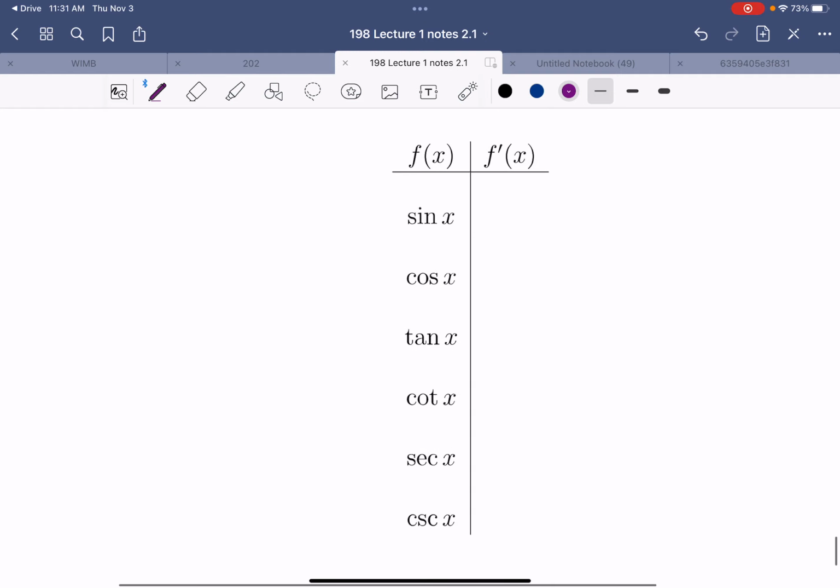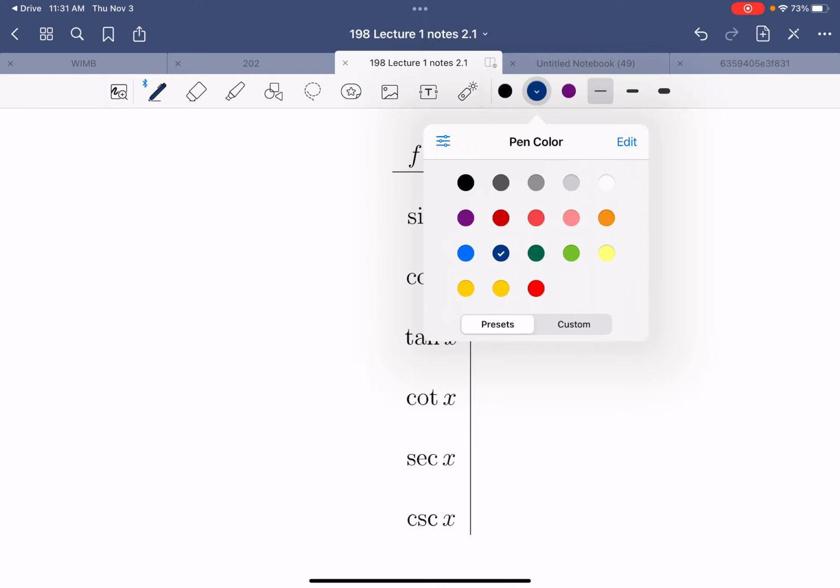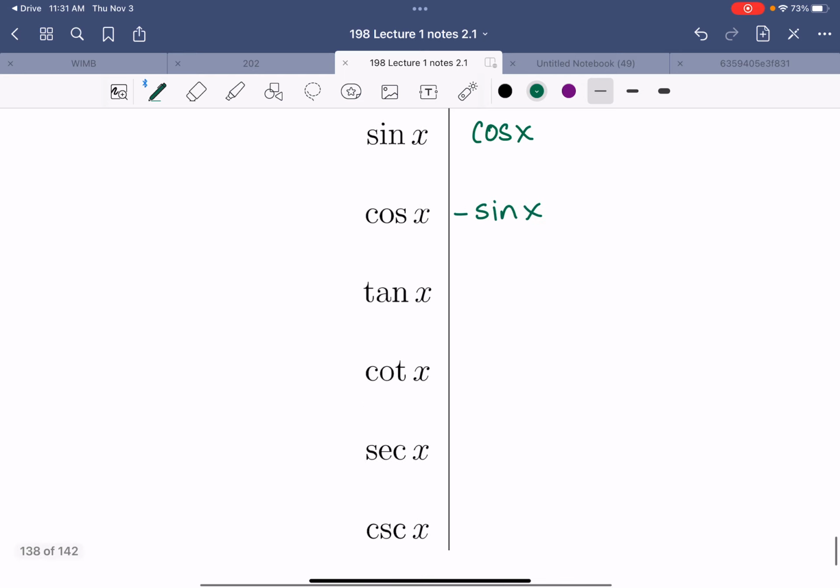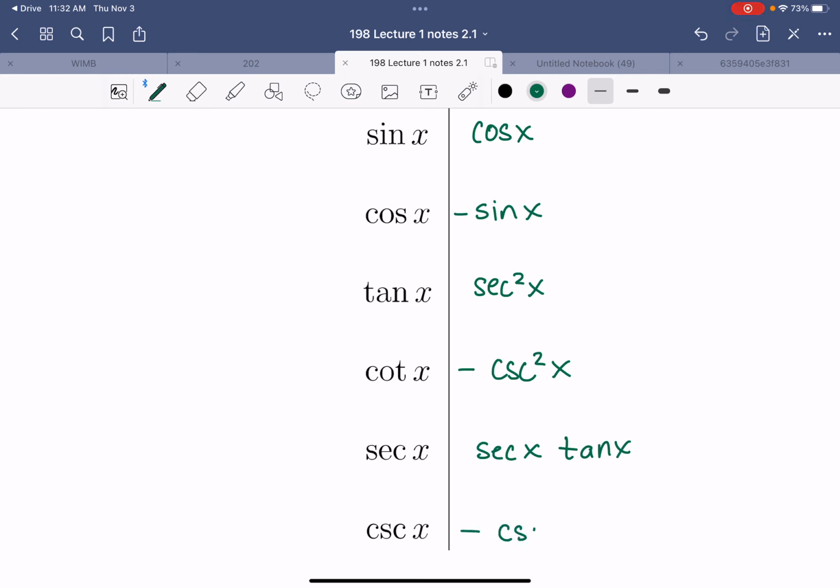Okay. So what we want to do next is create a little cheat sheet chart for you so that you have everything you need in one spot to check things out. Let's put them in green. All right, so if your function is sine of x, up above we found that the derivative was cosine of x. If your function is cosine of x, the derivative is sine x, but it's negative. For tangent, we got secant squared, and cotangent was negative cosecant squared. The derivative of secant was secant x tangent x, and the derivative of cosecant was negative cosecant x cotangent x.